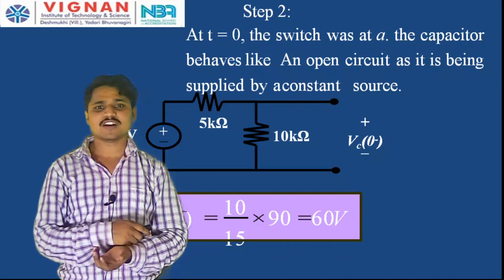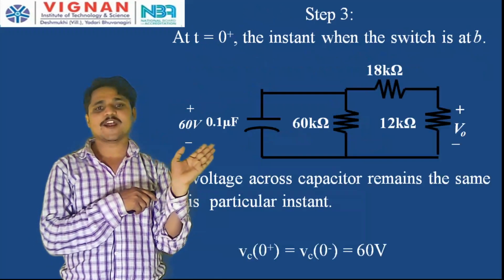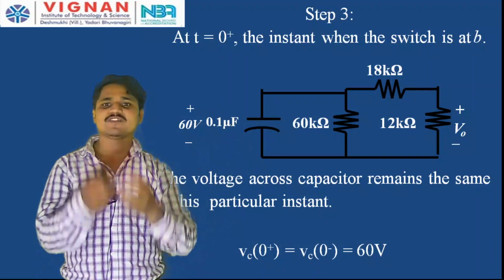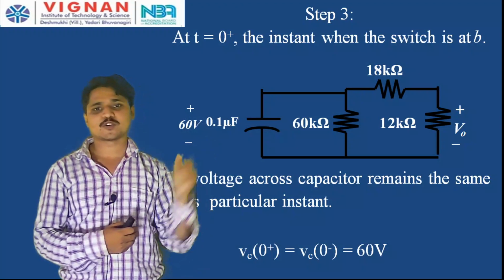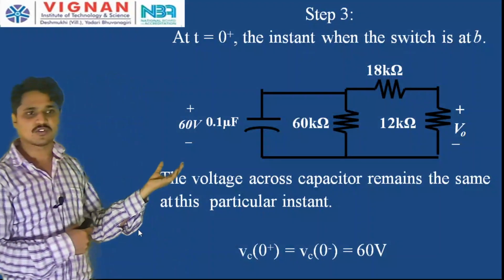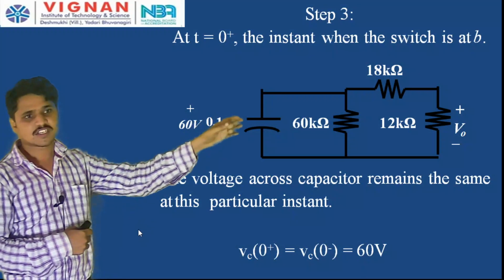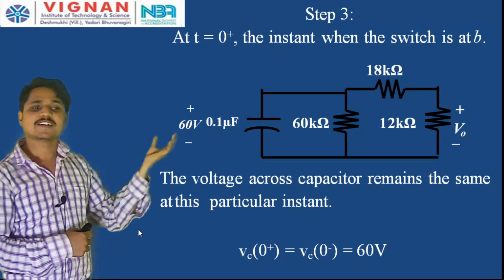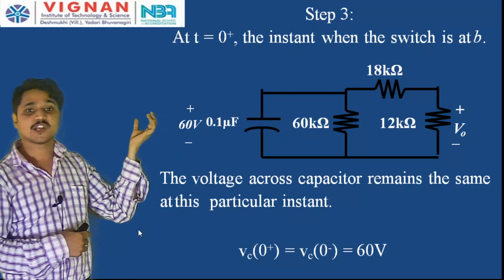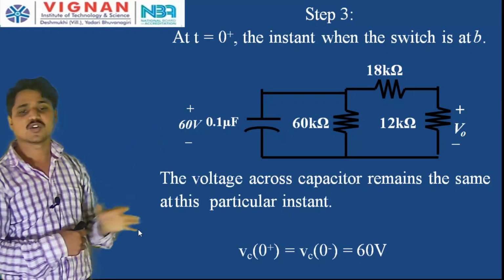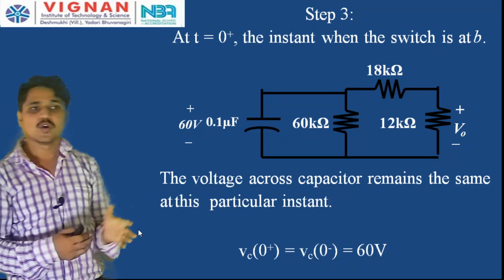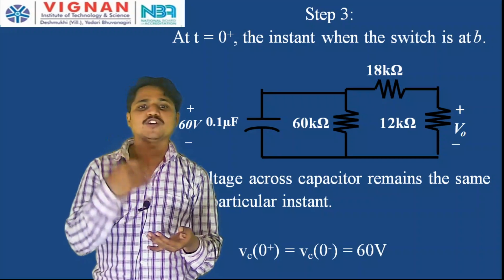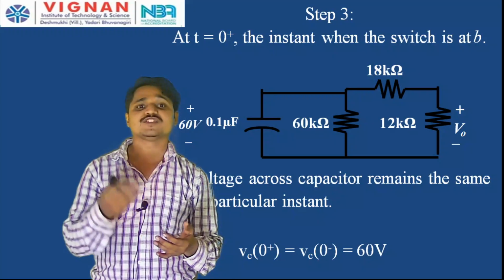Now, step 3 means what? When the switch is moved from A to B position. So this is step 3. At t equal to 0 plus, the instant when the switch is moved from A to B, this is the circuit here. 60 kilo ohm, these all remain the same, but here the capacitor voltage we have to mention, 60 volts we obtained. Now see, what is the voltage across the capacitor at t equal to 0 plus? That is called Vc of 0 plus.